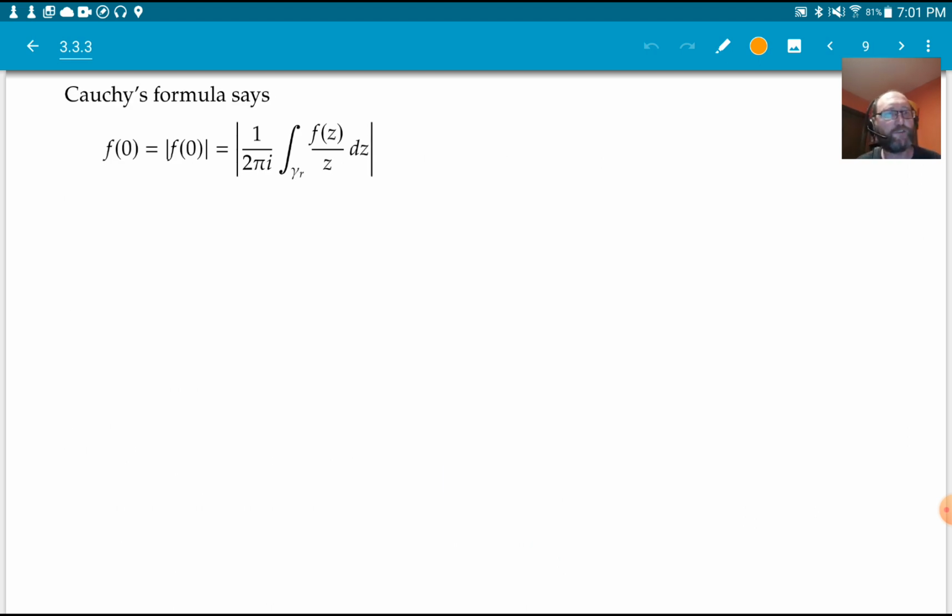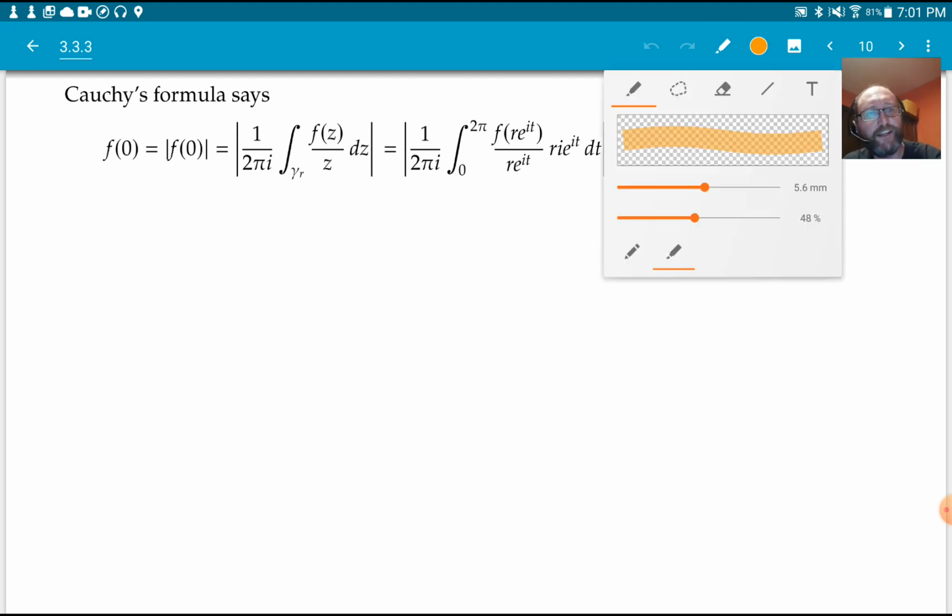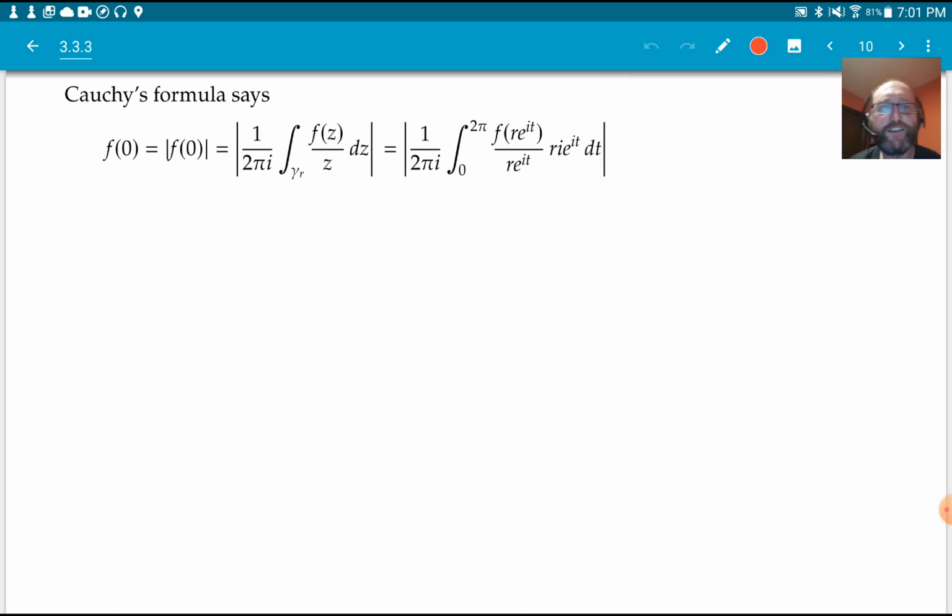So now let's apply Cauchy's formula. We have the modulus of f(0), and Cauchy's formula says that f(0) is this thing inside the absolute values. Now, let's just write down what that is as a dt integral. And notice that I'm going to get a whole bunch of cancellations. This is going to cancel out this i over here, and this r e^{it} is going to cancel out this.